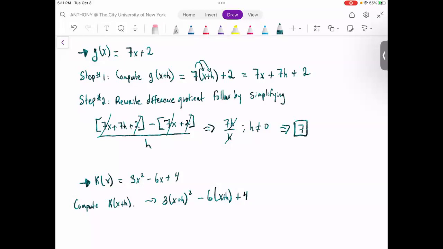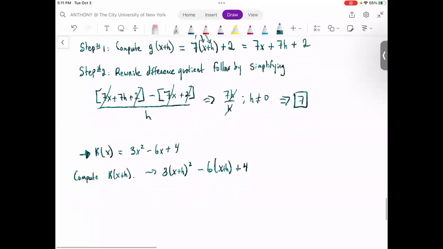First of all, if I have x plus h squared, that means that I've got to do x plus h times x plus h. The remaining terms, I'm just going to rewrite as I go.